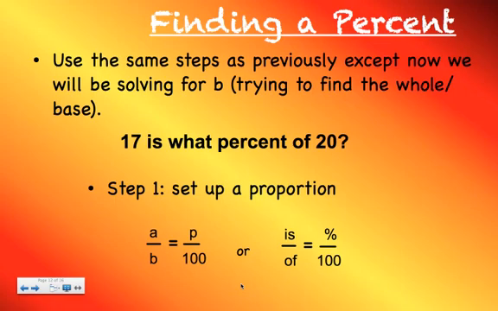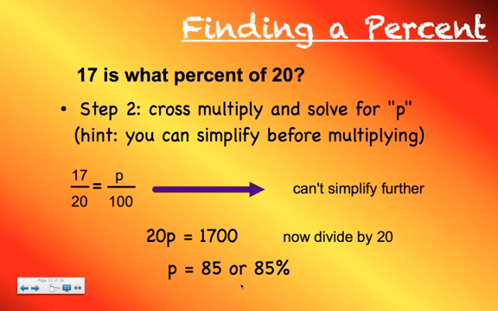Step 2, we cross multiply. But first we got to put in our numbers. 17 is what percent of 20? Notice again we have our of 20. So our object comes after the of. Our of is going to be our denominator. So 20 will be our denominator. We have 17 is. 17 will be our numerator.